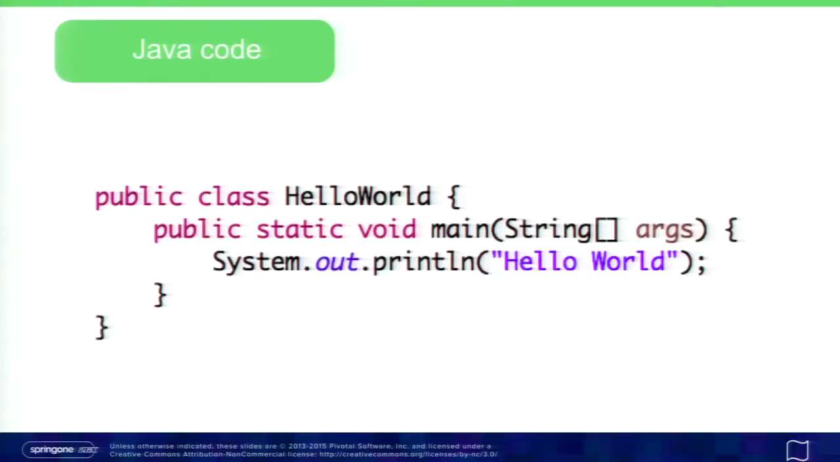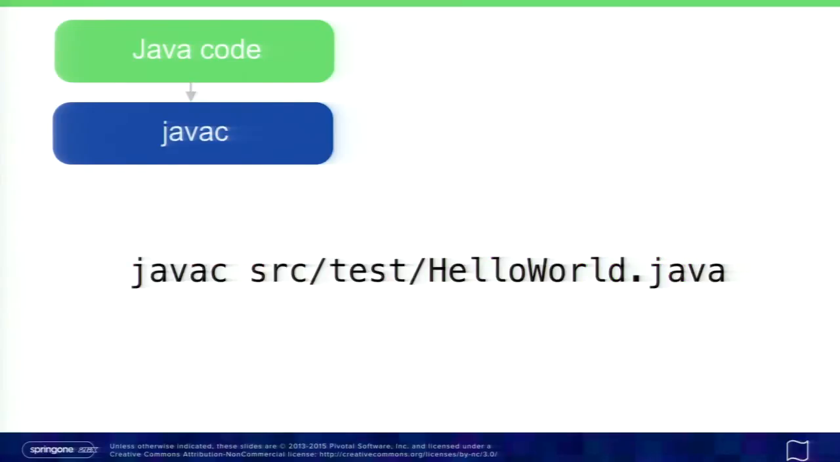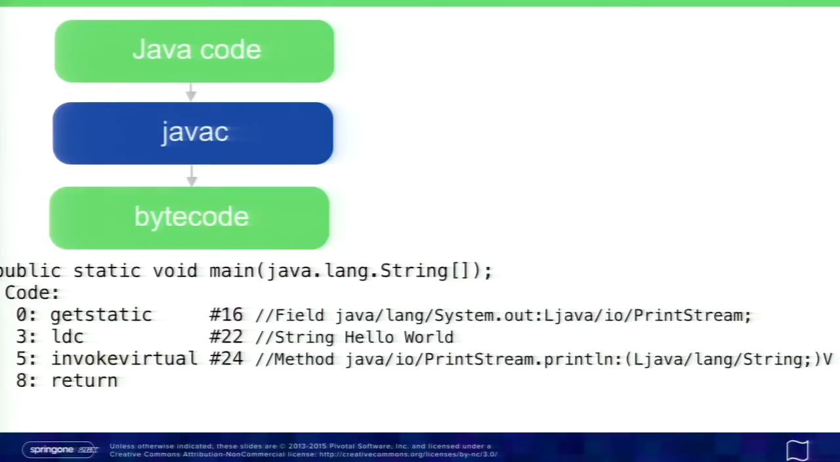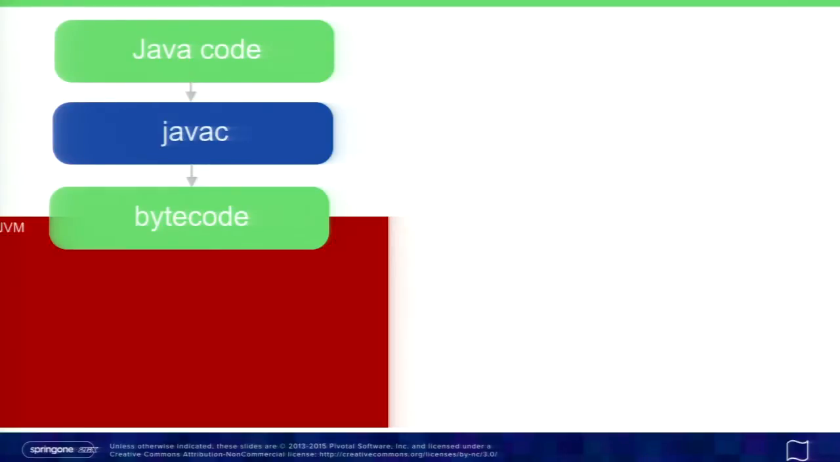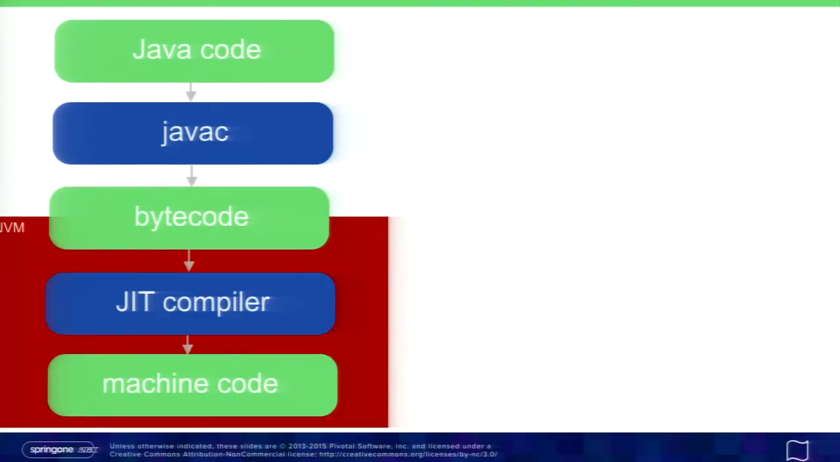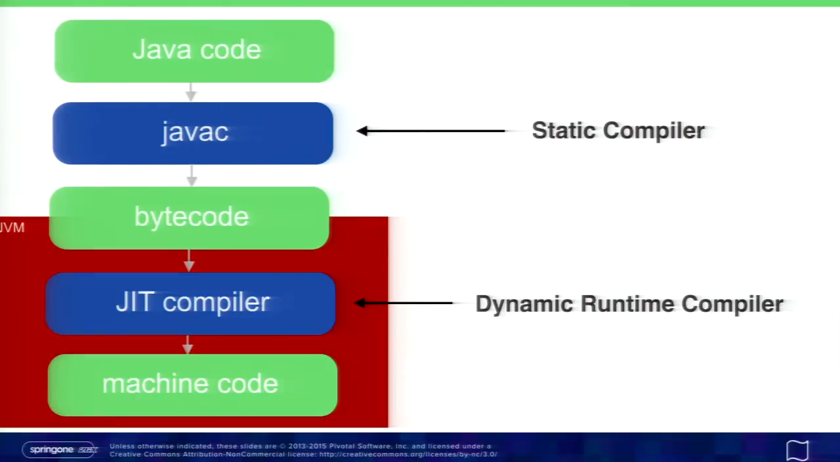Most of us write Java or some language that runs on the JVM. We compile that code using javac down to bytecode, which looks something like this. And the bytecode is the language that is run in the JVM. Also in the JVM is the JIT compiler. This chooses specific methods to compile down to machine code. So notice we have two compilers here on our stack. We have javac, which is a static compiler, and then we have the JIT, which is a dynamic compiler.